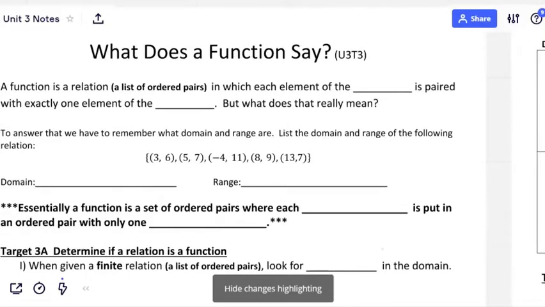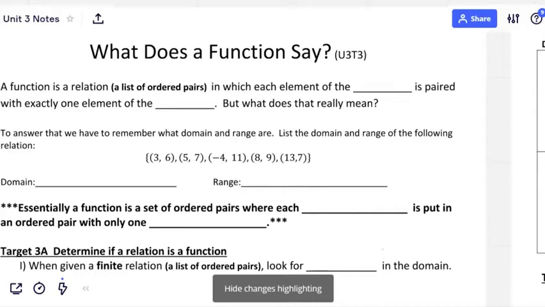We are moving on to Unit 3, Target 3, and this is called What Does a Function Say? And that title will make a little bit more sense when you watch Mr. Dahl's videos, of course. So we're going to be learning about functions today.